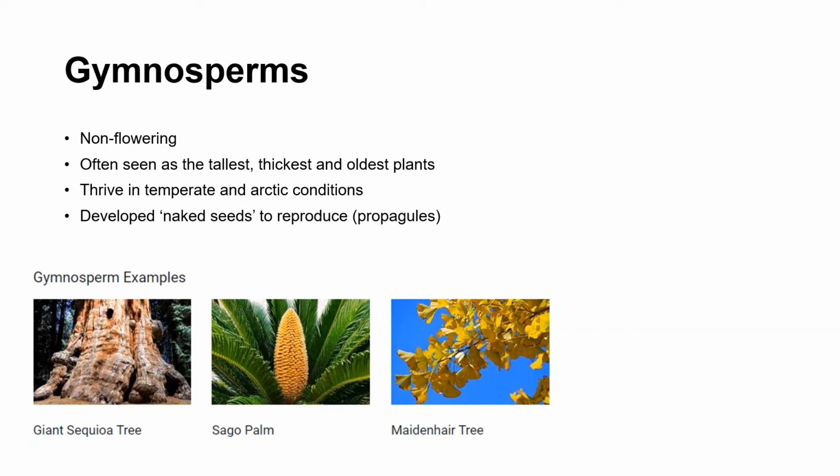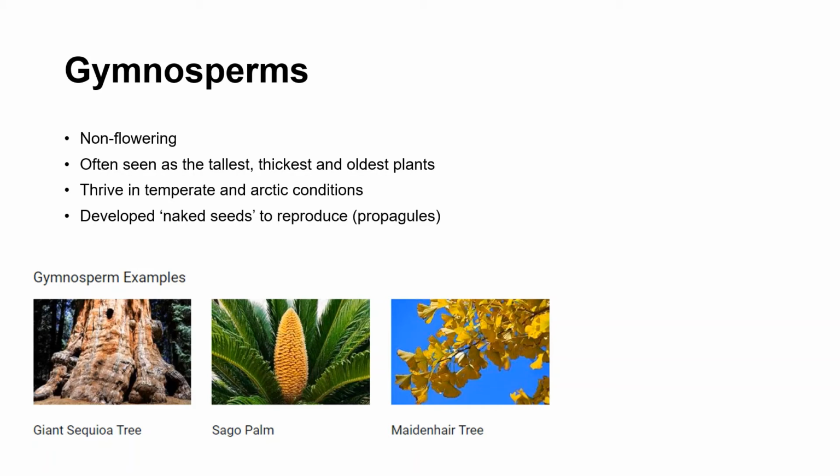However, distinct from other plant phyla, they reproduce using their naked seeds, as the name literally translates to, or more formally, propagules, which animals then redistribute around the area. Examples include giant sequoia trees, sago palms and maidenhair trees.